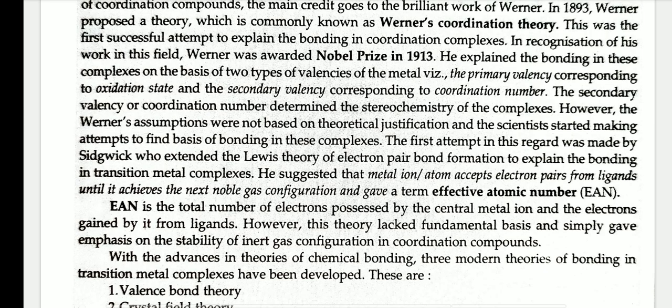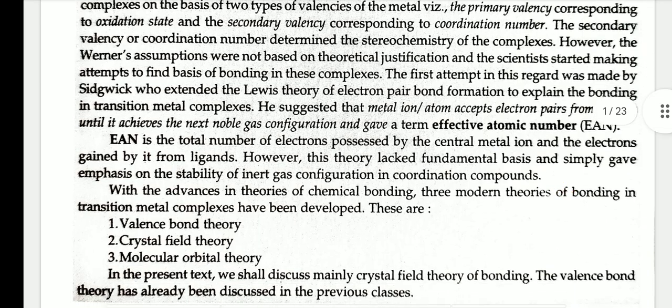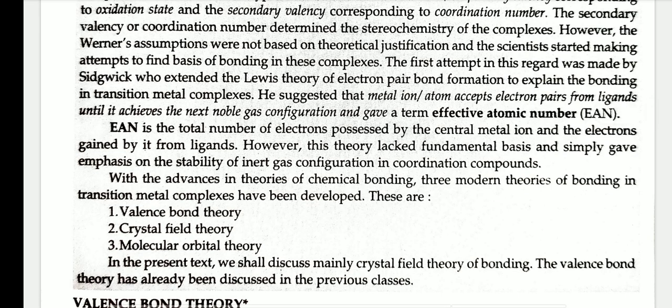The first attempt in this regard was made by Sidgwick, who extended the Lewis theory of electron pair bond formation to explain the bonding in transition metal complexes. He suggested that the metal ion or atom accepts electron pairs from ligands until it achieves the next noble gas configuration, and gave a term, effective atomic number. EAN is the total number of electrons possessed by the central metal ion and the electrons gained by it from ligands. However, this theory lacked a fundamental basis and simply gave emphasis to the stability of inert gas configuration in coordination compounds.